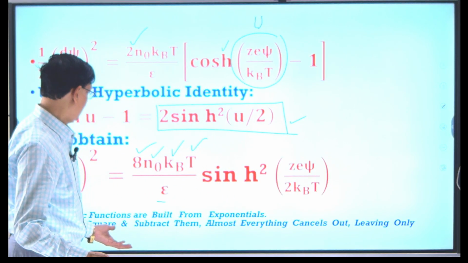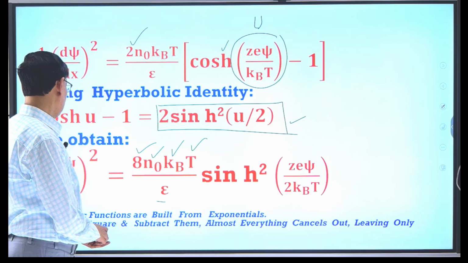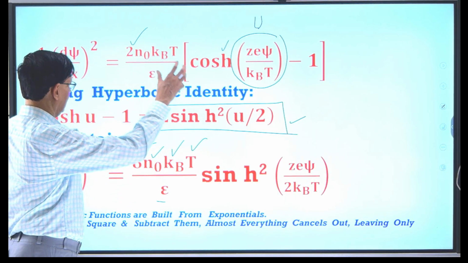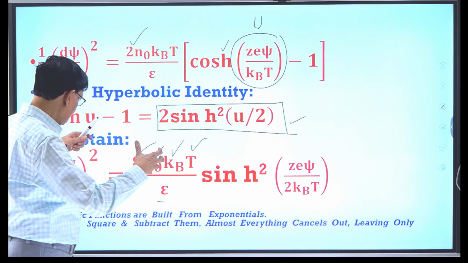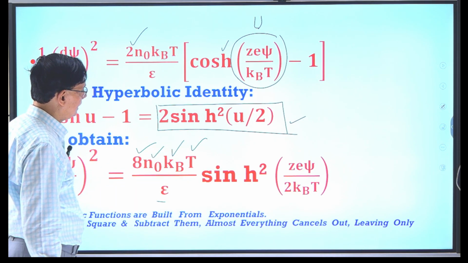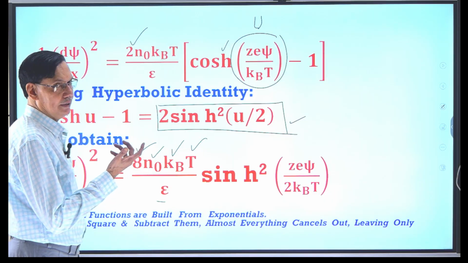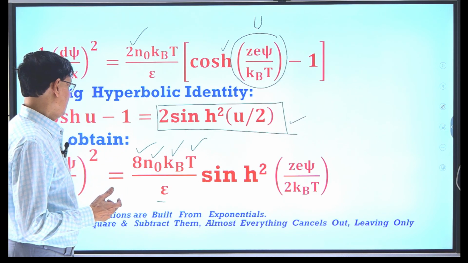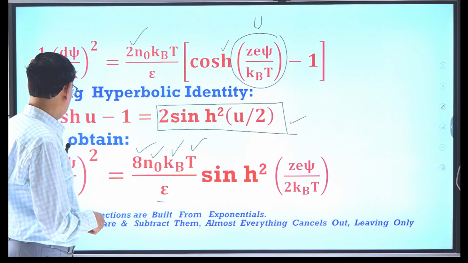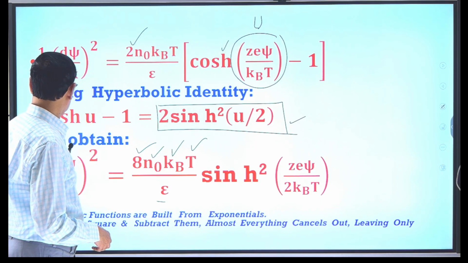So now you can tell me, actually hyperbolic functions are built from exponential terms, and when we square and subtract them, almost everything cancels out, leaving only 1. So what I will do is del square dx square.